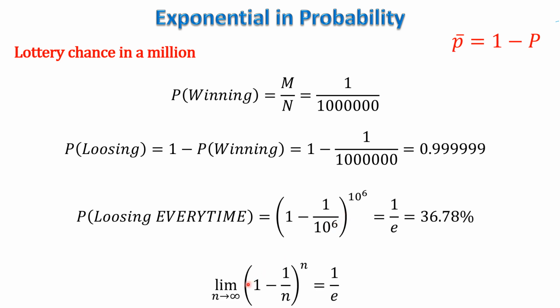So the probability of losing every time means 1 minus 1 upon 1 million, multiplied by the same number 1 million times. This is a problem of calculus where, as n tends to infinity, (1 minus 1 upon n) to the power n leads to 1 by e, that is exponential. So the probability of losing every time is 36%, which can be calculated using the exponential function and probability.